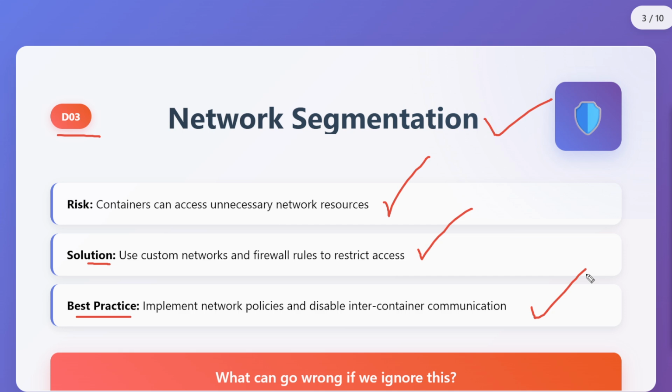So this enforces the strict communication boundaries and makes things safely usable. Coming to what goes wrong if we ignore network segmentation: ignoring it allows attackers to move between the containers across the internal services, and potentially compromise the entire application stack. There might be a chance. Okay, so that is all about network segmentation.